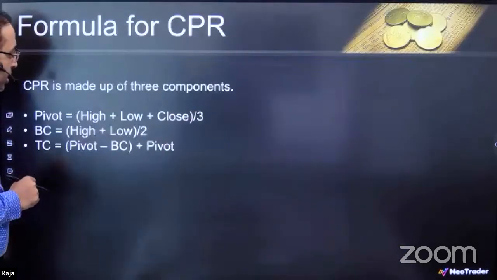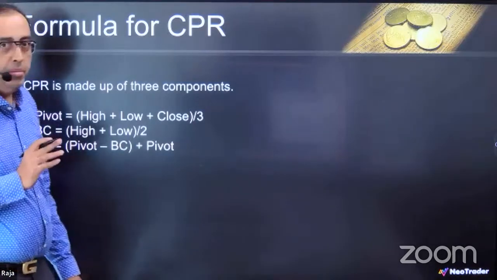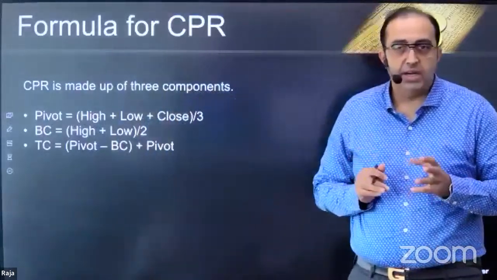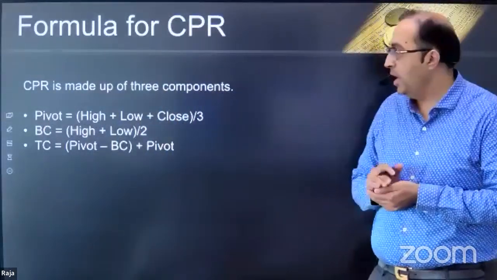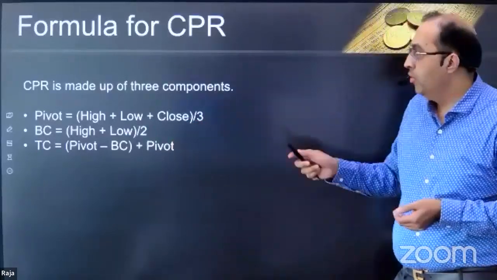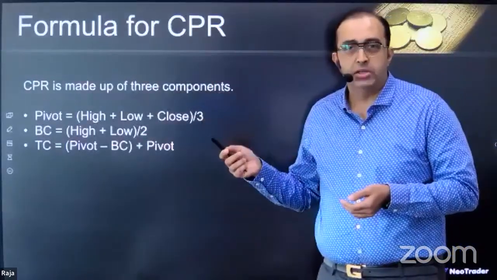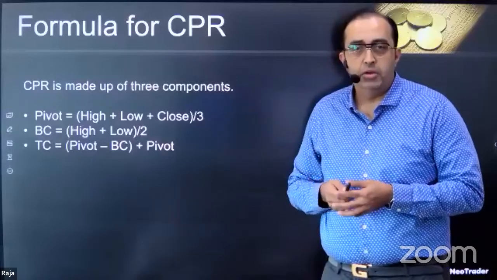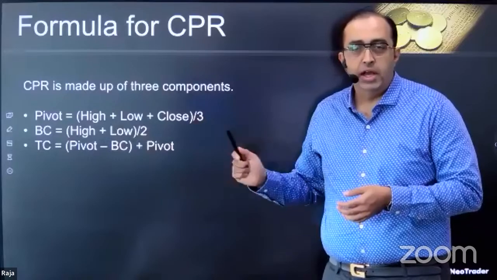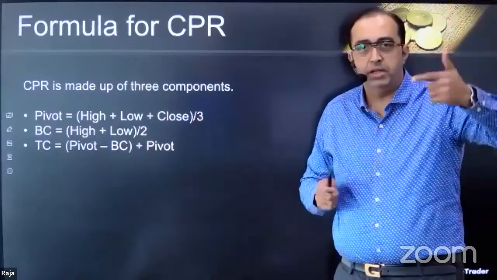Now, when you take a look at the pivot and try to understand the concept of CPR, like I've said, there are 3 lines: the pivot, the bottom pivot, and the top pivot. We know the formula for pivot, which is high plus low plus close upon 3. Then you have the bottom pivot, which is the average of the high and low. Then the difference between the pivot and the bottom pivot is added to the pivot to get the top pivot.